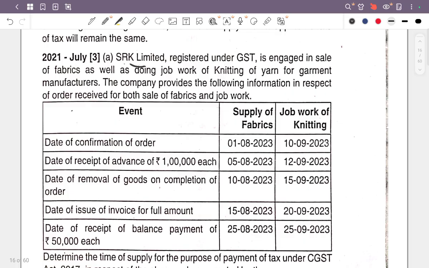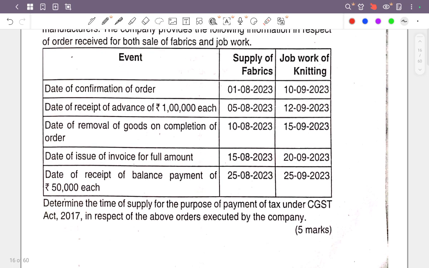SRK Limited, registered under GST, engages in sale of fabric as well as doing job work in knitting of yarn for garment manufacture. The company is providing the following information in respect of the orders received for both sale of fabric and job work. Here is the case.